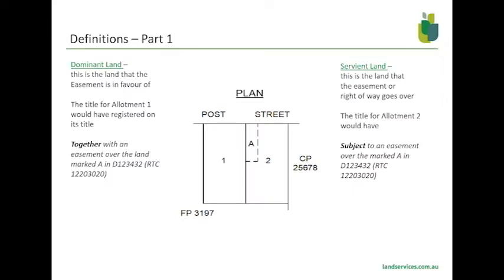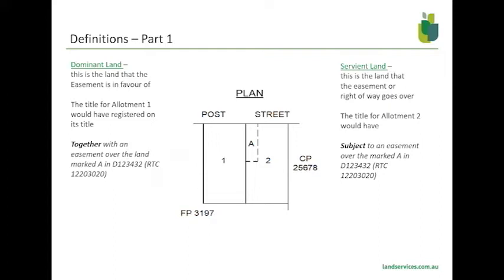Here I've included some definitions of terminology that were used in regards to the VE documents, so you can understand what they mean before we start. Firstly, the dominant land means the land that is in favour of this easement, and in this example, the dominant land is allotment 1. Allotment 1 has a right to use the area marked A for the purpose that is shown in the plan or in the creation document. The easement on the dominant title would show, together with an easement over land marked A in the plan with the creation document shown at the end of the text.